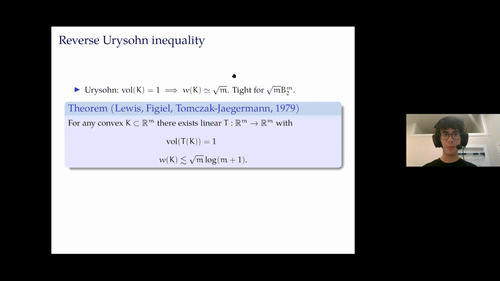There's a theorem of Lewis, Figiel, Tomczak-Jaegermann that shows that the simplex is almost tight up to a square root log factor. Basically, you can always rescale this body K such that the mean width is at most square root m times the log of m plus 1. It's actually still an open problem to improve this by another factor of square root log, which would be tight for the simplex.